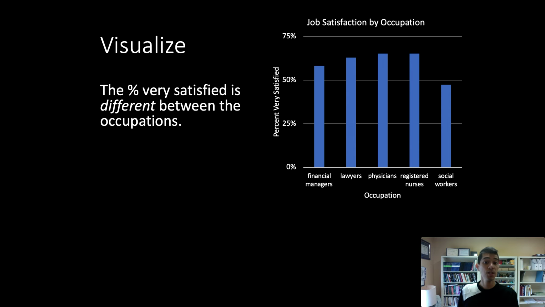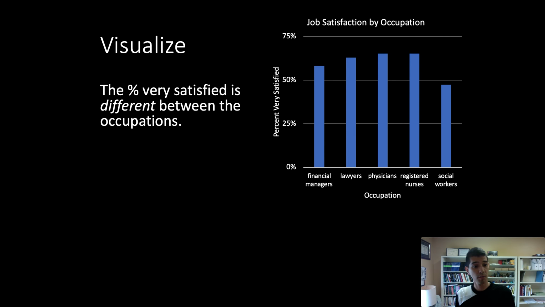The y-axis shows us the percent in each one of those occupations who say that they're very satisfied with their job. And the height of the column is what tells us the level of job satisfaction within each occupation, or the percent that are very satisfied. And what we see is that the columns have different heights. So the column is the tallest for physicians and registered nurses. It's the smallest for social workers. So the percent that are very satisfied with their job is different between the occupations.